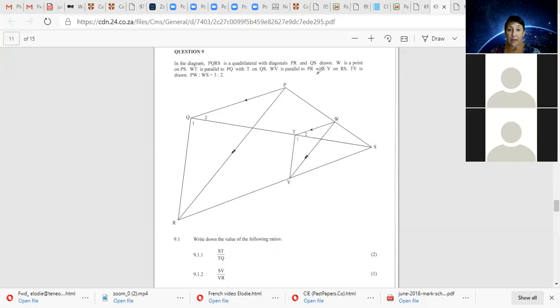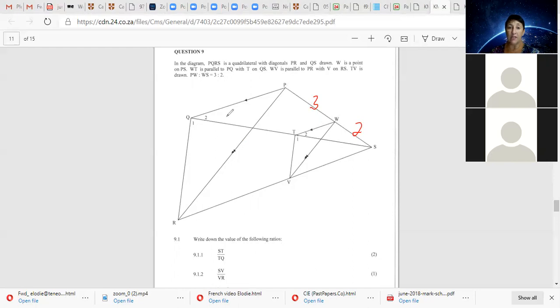So just bear that in mind. TV is drawn, PW to WS. PW to WS is 3 to 2. Okay, so the ratio is 3 to 2. It doesn't mean it is 3 and it is 2. The ratio is 3 to 2. And they want the value of ST to TQ.